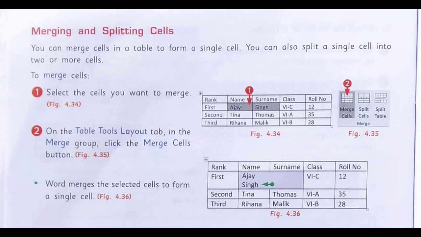Merging and splitting cells. You can merge cells in a table to form a single cell. You can also split a single cell into two or more cells. To merge cells, select the cells you want to merge. On the Table Tools Layout tab, in the Merge group, click the Merge Cells button. Then Word merges the selected cells into a single cell.